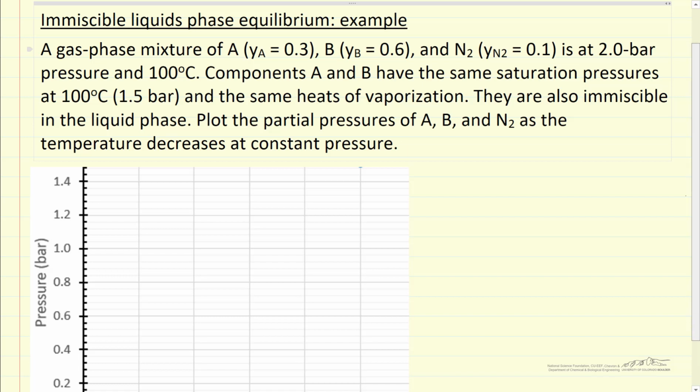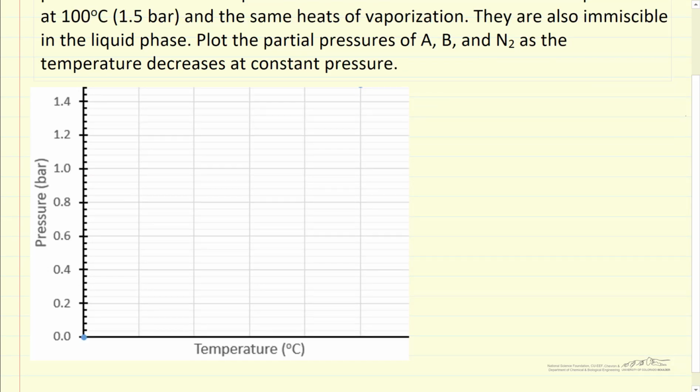And we want to know what this looks like in terms of plotting partial pressures. So on this graph, what we want to plot is the partial pressure versus the temperature for each of the species. When we first cool down, we don't see any change in the partial pressures because we're above the saturation pressure. So let's look at the pressure of B. The pressure of B is the mole fraction of B times the total pressure. Mole fraction is 0.6, total pressure 2 bar. So this is 1.2 bar. That's the partial pressure of B. As we cool down, it stays constant.